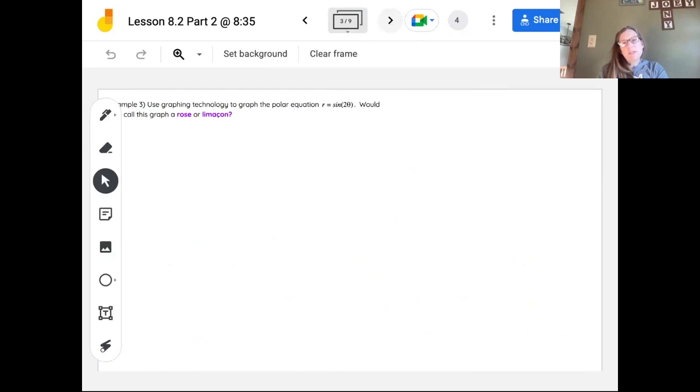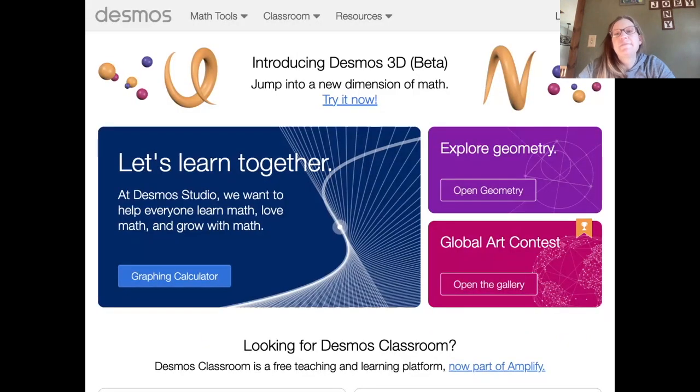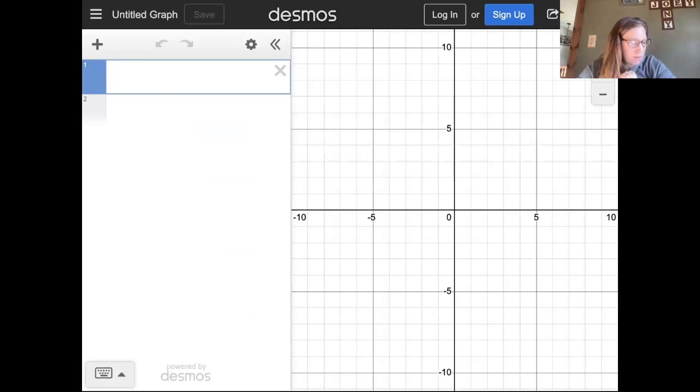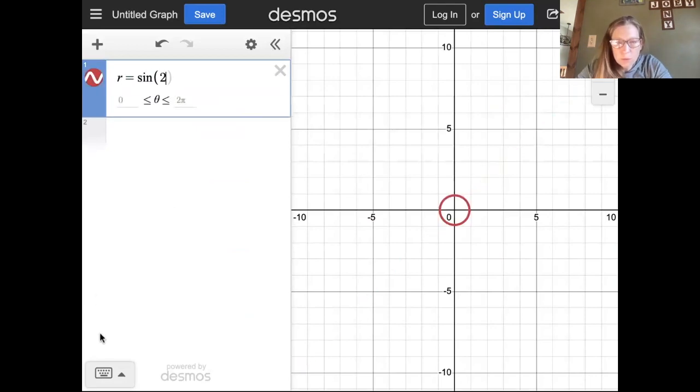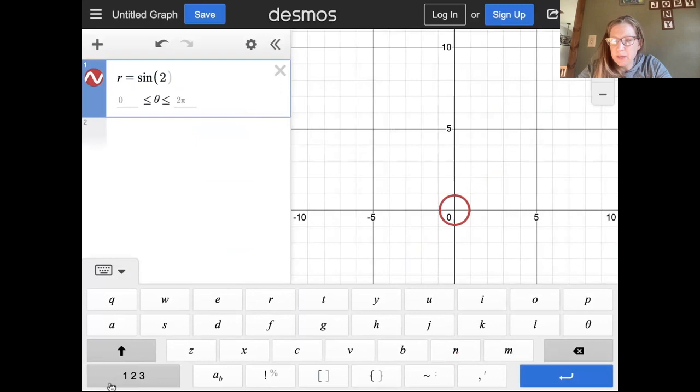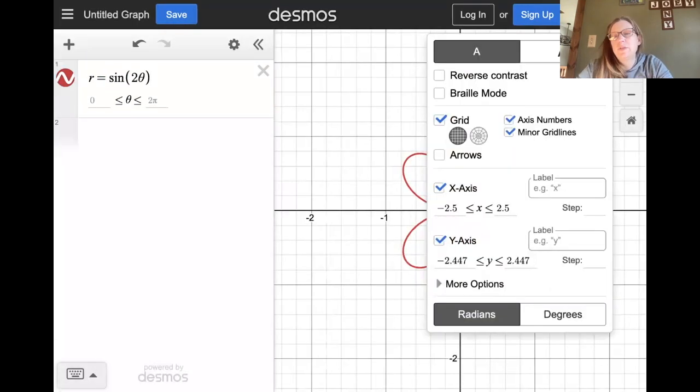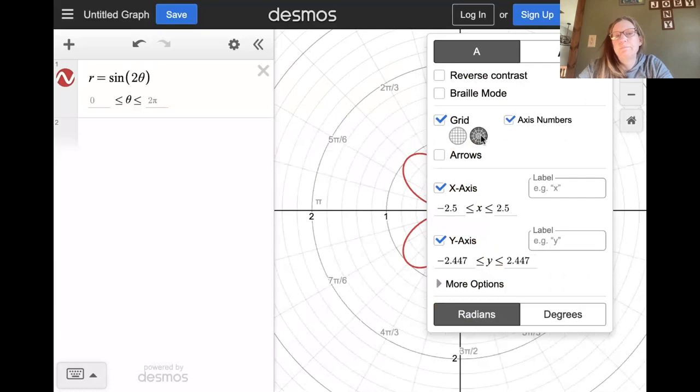So when I look at this, I have r equals sine of 2 theta, and there's no picture here. It's not asking us to find any of the loops. It's just asking us to look at the graph itself. So I'm going to head over to Desmos and graph this. I'm going to say r is equal to sine of 2, and I need to find theta, which is above the ABC button. Zoom in a little and then turn it to polar coordinates.